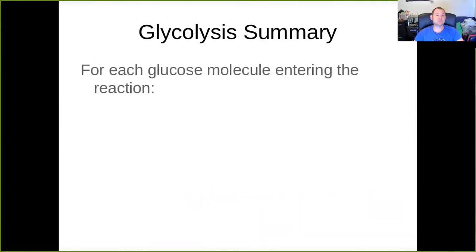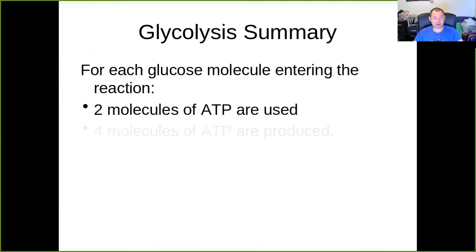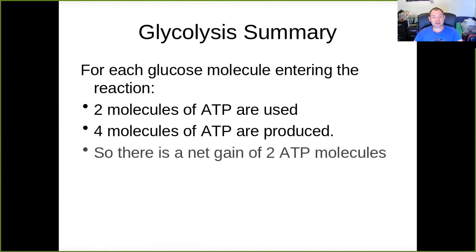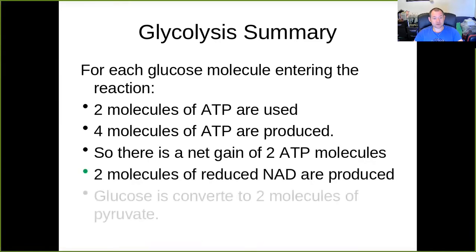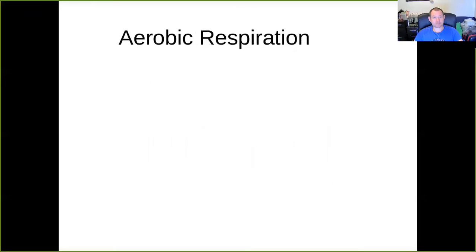So glycolysis summary: for each glucose molecule entering reaction, 2 molecules of ATP are used, 4 molecules of ATP are produced. So there's a net gain of 2 ATP molecules. 2 molecules of reduced NAD are produced. Glucose is converted to 2 molecules of pyruvate.